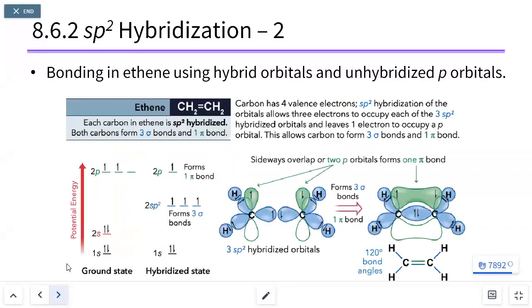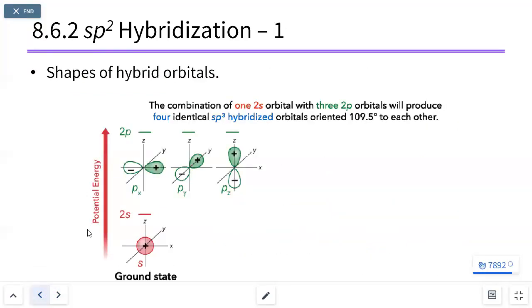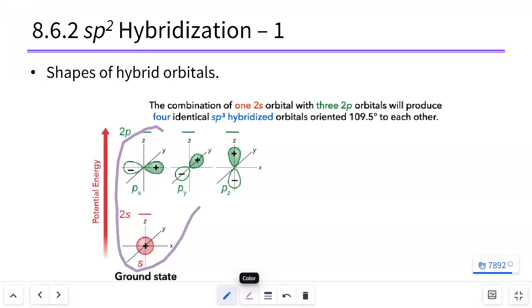Now, in sp2, what we see instead is, instead of having the S and all 3 P's, we're going to have the S and 2 of the P's. Now, when that happens, now we have only 3 orbitals that we need to hold far apart from each other. That's what gives us the trigonal planar shape. All 3 of those areas being 120 degrees apart, that gets them as far apart from each other as possible.